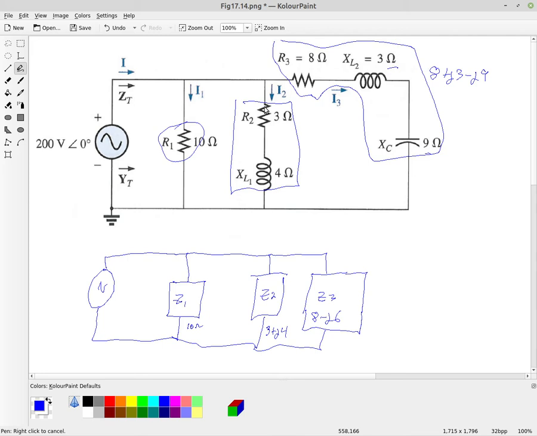What I did was I combined the series impedances in each branch, so we have three branches of impedances. So now we can just calculate Z total using our parallel impedance formula of 1 over Z1 plus 1 over Z2 plus 1 over Z3. And so we can just punch those in our calculator and come up with a value.